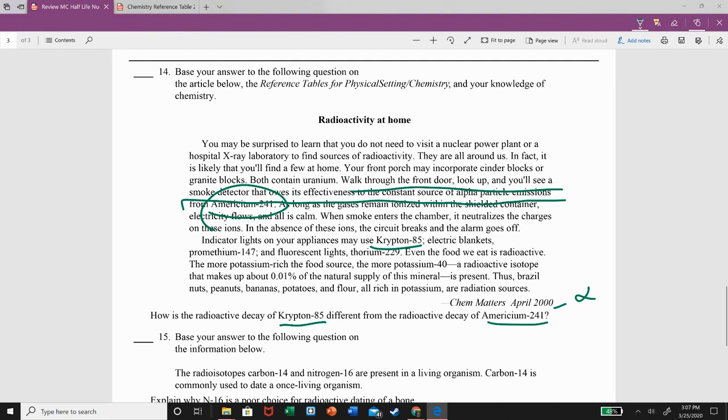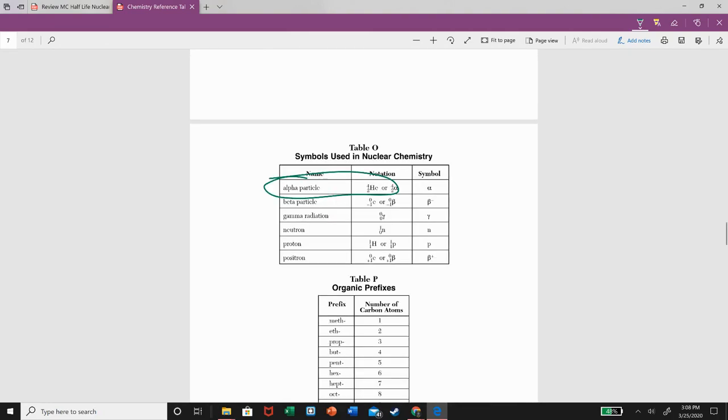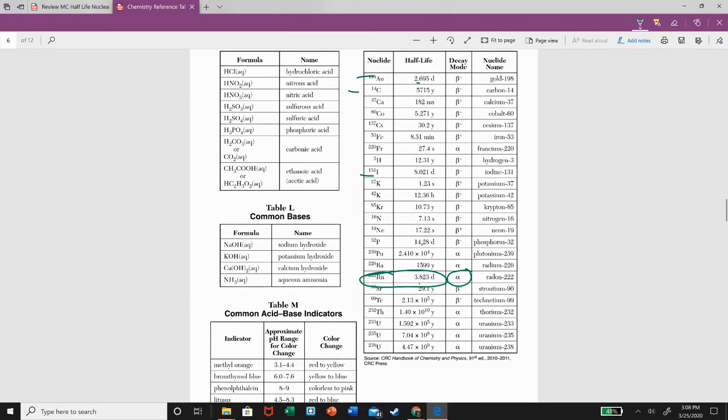Even the food we eat is radioactive. The more potassium-rich foods, radioactive isotope, and so on. Do I know? I know the decay of americium-241, but it didn't say anything about the decay of krypton-85. Well, I don't think so, but maybe my reference tables will tell me something about the decay of krypton-85. Aha! Yes, I have krypton-85, and it undergoes B minus.